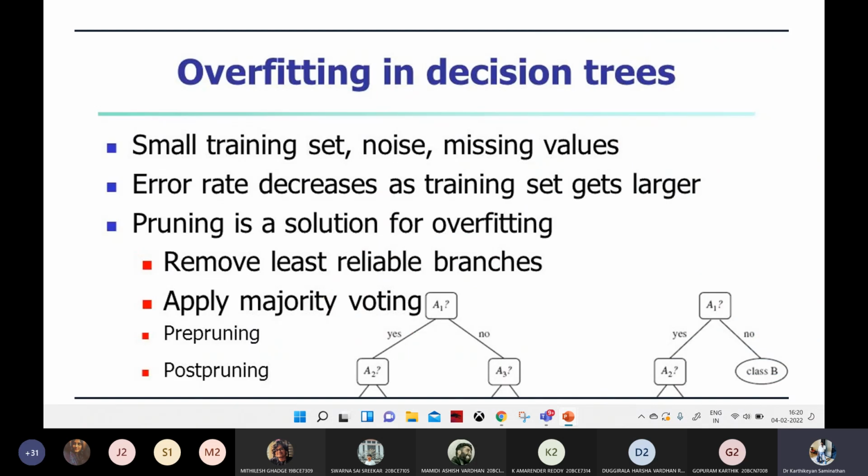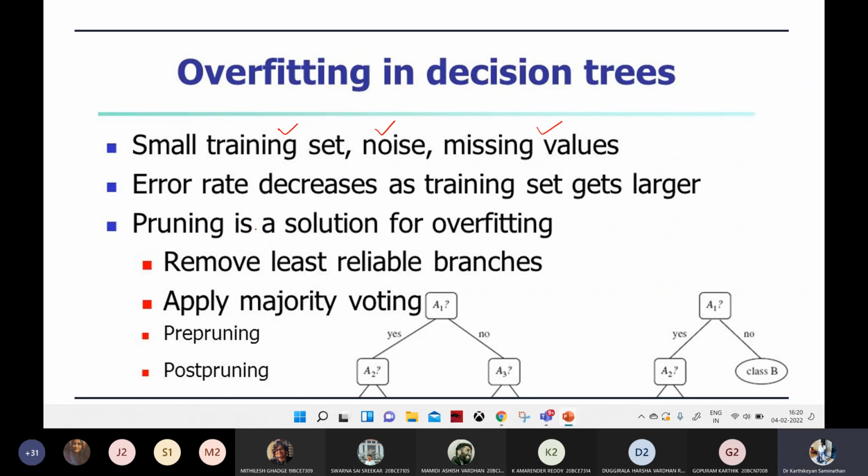So best fit will happen due to a small training set. Another one is your noise, another one is missing values. Error rate decreases as the training set gets larger. So whenever the training set gets larger, error rate always decreases. But suppose your training set gets very small, then obviously error rate will go high.